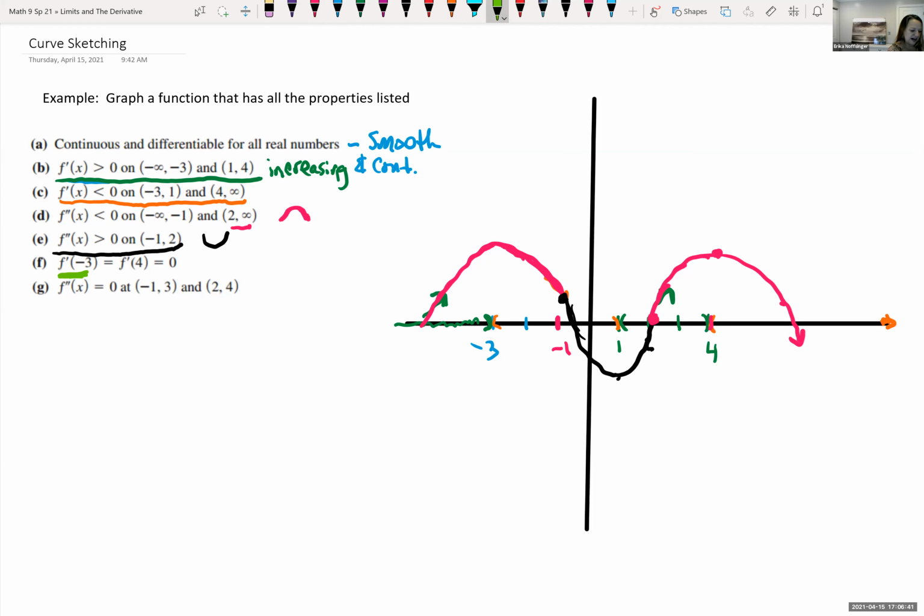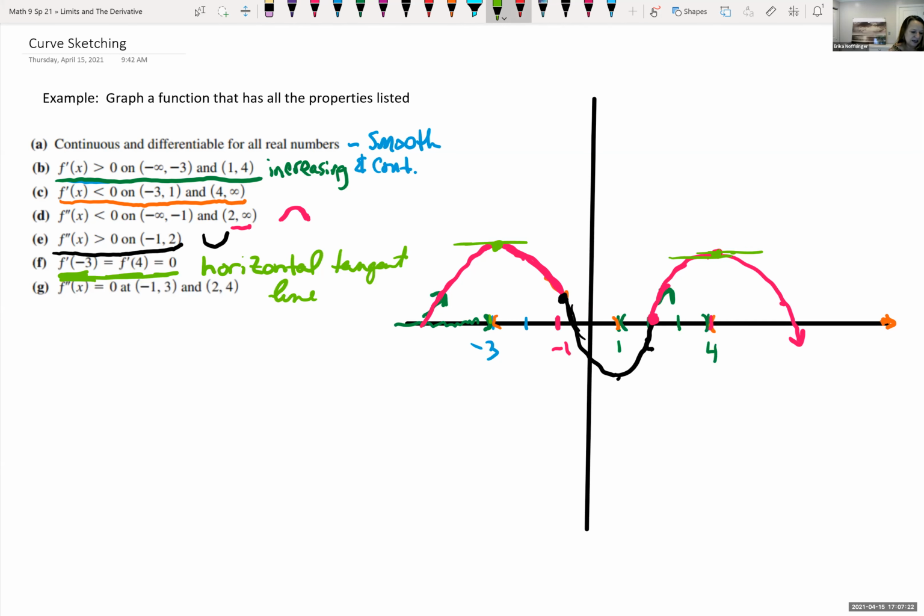So let's go back and look at F. So f prime of -3 is equal to f prime of 4, which is equal to 0. So if our derivative is equal to 0 at a value, we know we have a horizontal tangent line. So usually a max or a min occurs there, but not necessarily. So at -3, which I had said we're going to have a max there, horizontal tangent line. And at 4, which I said we're also going to have a max there, we have a horizontal tangent line. Normally you wouldn't draw that, but I'm just showing.